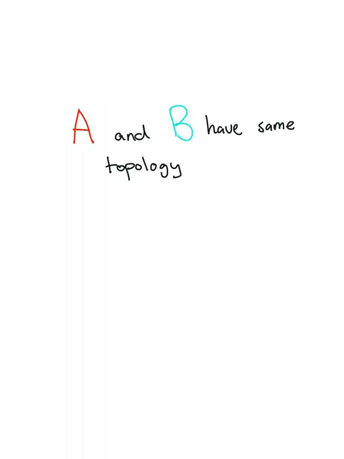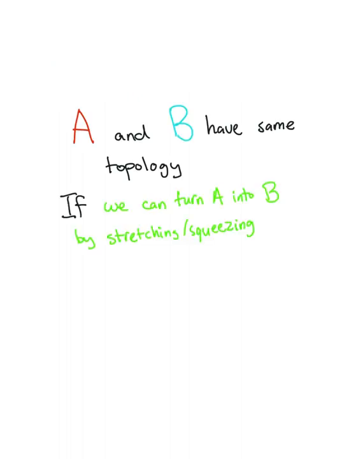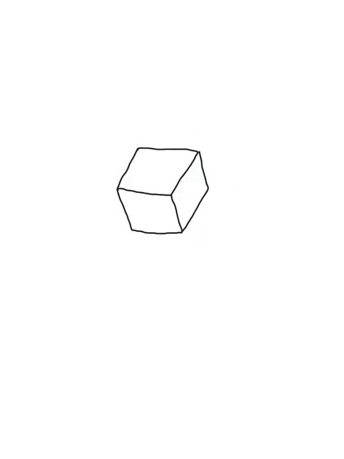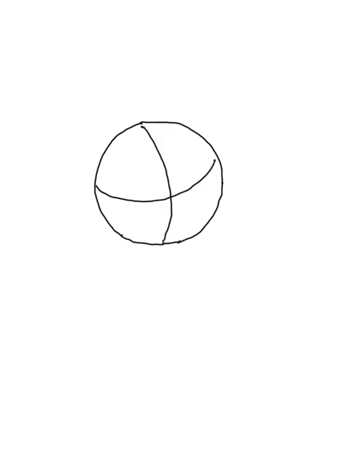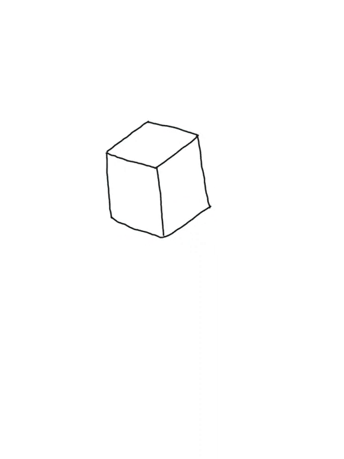So to understand this new definition, we need to learn what topology means. We say that two objects, A and B, have the same topology if we can stretch and squeeze A to get B. For example, we can stretch a cube to get a ball by inflating the cube. This means that a cube and ball have the same topology. We can even stretch and squeeze our ball back into the cube.